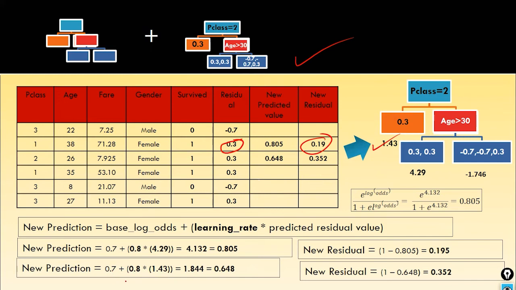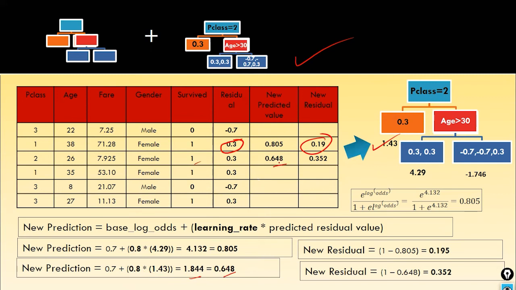Similarly, now if you take a look, if you plug in this value here, 0.7 was the base log odds plus 0.8, the learning rate, times 1.43. You get the log odds 1.8. If you convert this into probability, 0.648.